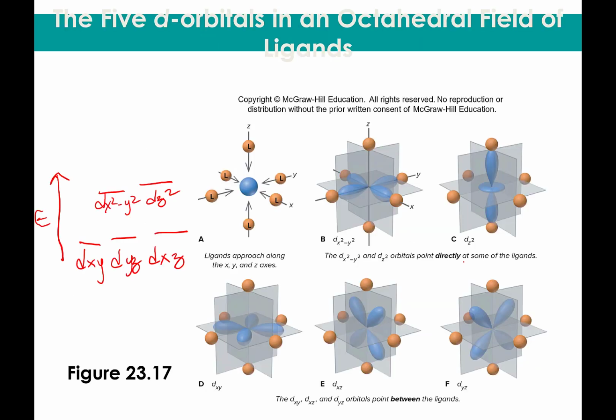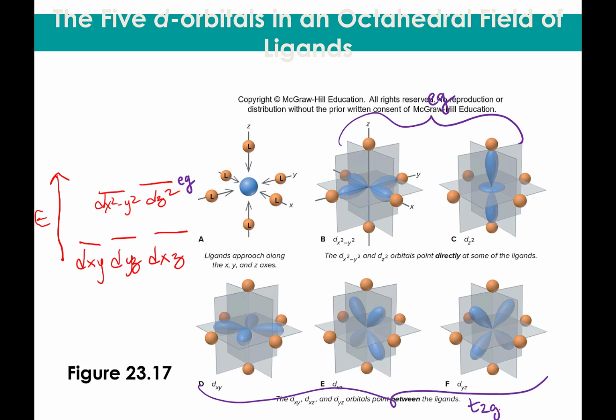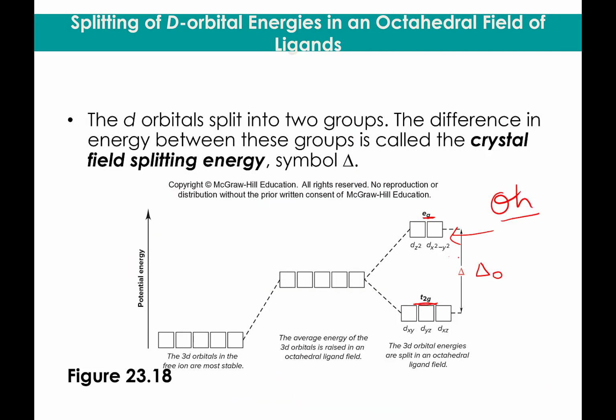Okay, this is one more figure from your textbook, again showing that dx squared minus y squared and your dz squared d orbitals are pointing directly at the ligands in an octahedral coordination sphere. So they're higher in energy. We call them the eg orbitals. And then dxy, dxz, and dyz, we call our t2g orbitals, and they're pointing between the ligands, so they are lower in energy. This is figure 23.18 from the Silberberg textbook, again showing this splitting between our t2g and our eg orbitals in an octahedral coordination sphere.